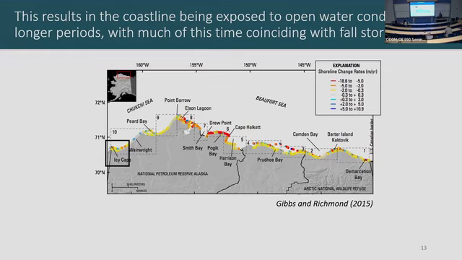So not surprisingly, this results in the coastline being exposed to open water conditions for longer periods. And a lot of this is also coinciding with the times when there's fall storms. And so as a result, we can see a lot of hotspots of erosion along the Alaskan coastline. So in this map, you can see areas of red indicating really particularly high erosion rates, some of the highest around the world. But even most of this coastline is at least in the yellow. So positive erosion rates along much of the coastline.